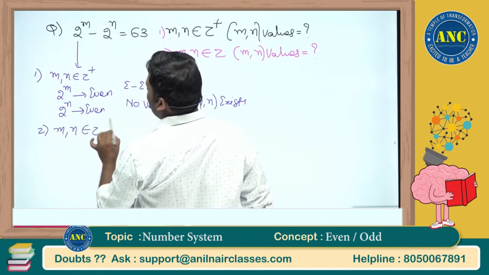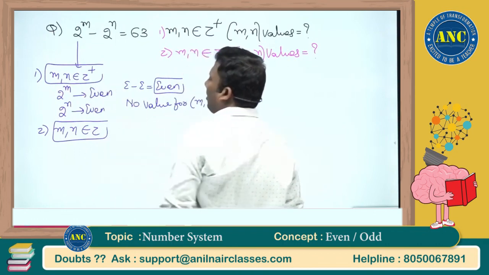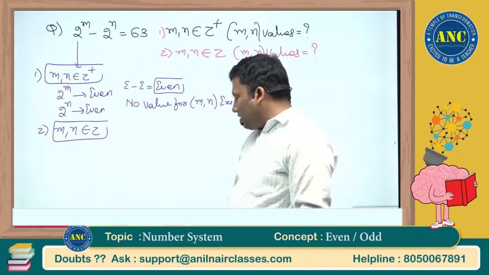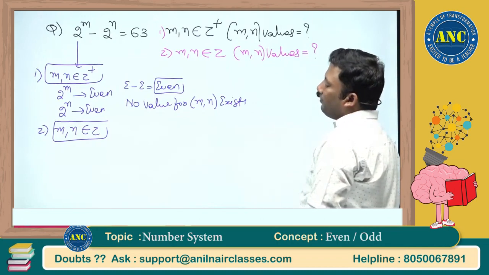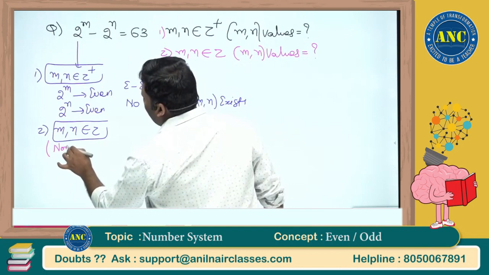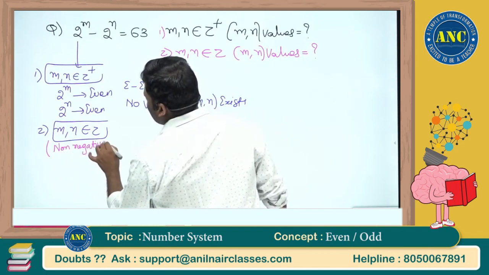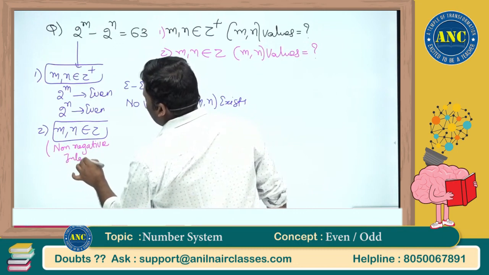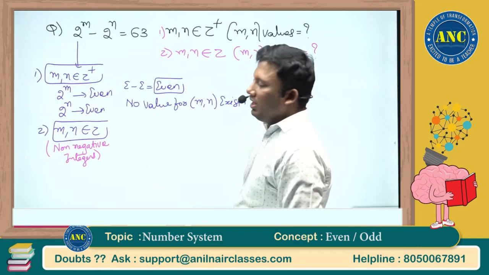M and n are integers. The first case is when they are natural numbers. Now they are integers. Integers here means non-negative integers. I don't mean negative integers. Non-negative integers. Now see here, sir.